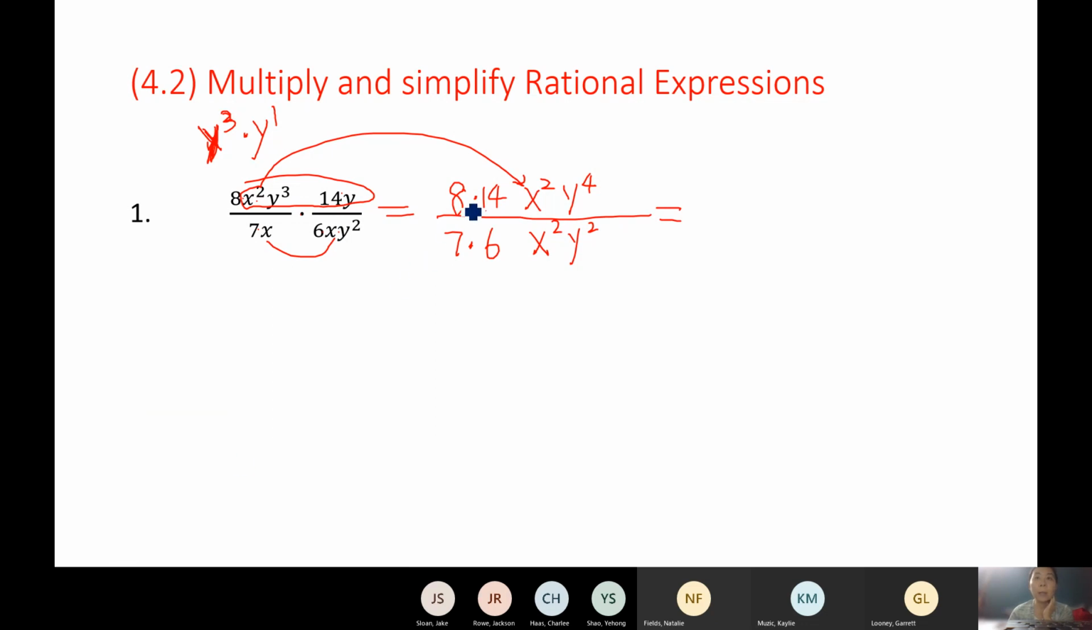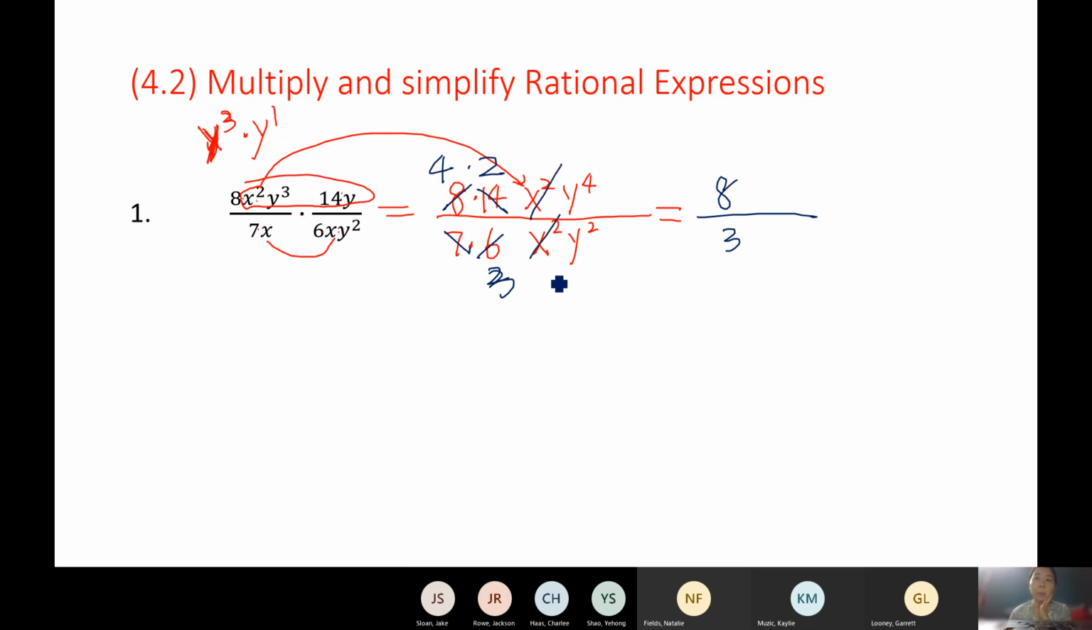Let me change the color. We see that 7 goes into 14 two times, and 6 and 8 both have a common factor of 2, so we divide both of them by 2. That's all we can reduce for the numbers. And 4 multiplied straight across, 4 times 2 is 8, and 3 will be by itself.